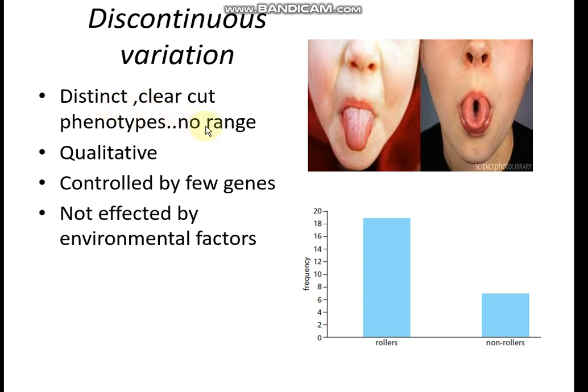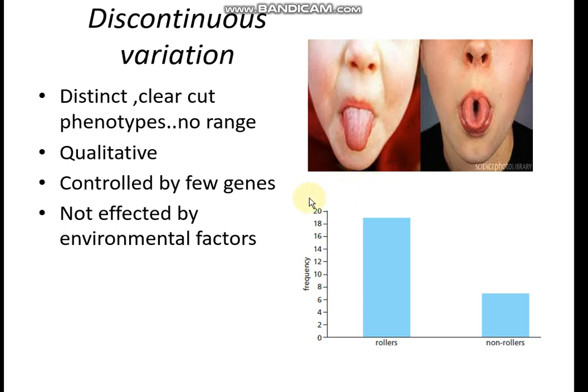There is no range. The trait is qualitative. We cannot measure it. It is just a quality. Then the trait which is discontinuous variation is controlled by one gene or few genes, and it is not affected by environmental factors. Like if a person is a roller or non-roller, it is not affected by environment. Similarly, if the earlobe of the person is jointed or disjointed, it is not affected by environment.